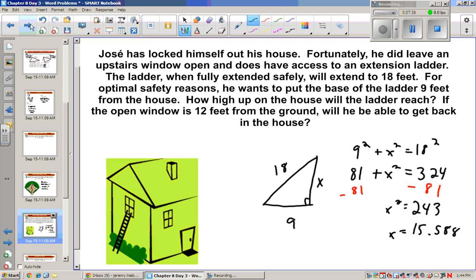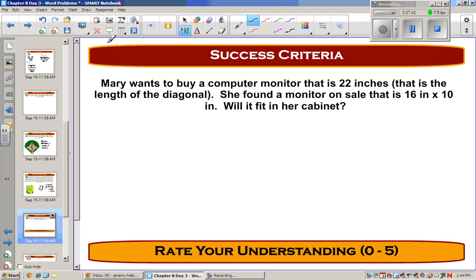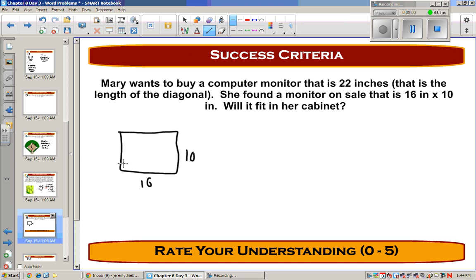All right, let's try another one. This is our success criteria. Mary wants to buy a computer monitor that is 22 inches. That's the length of the diagonal. She found that a monitor is on sale that's 16 inches by 10 inches. So 16 by 10. Will it fit in her cabinet? Monitors are measured from corner to corner.